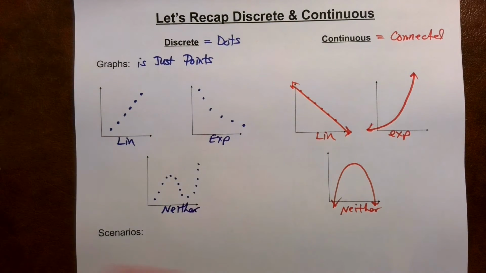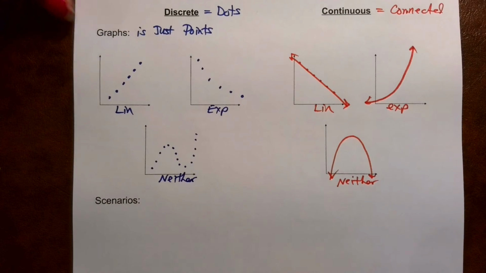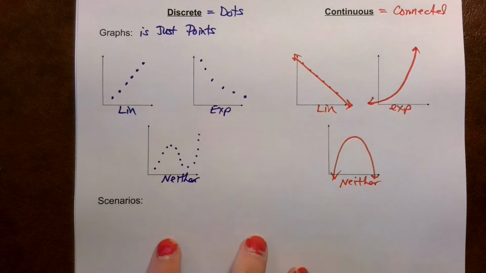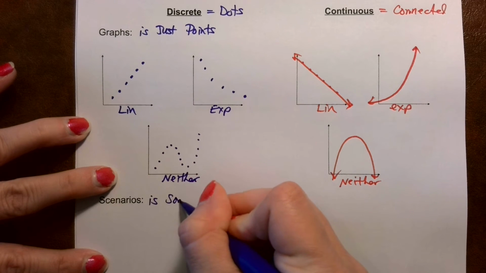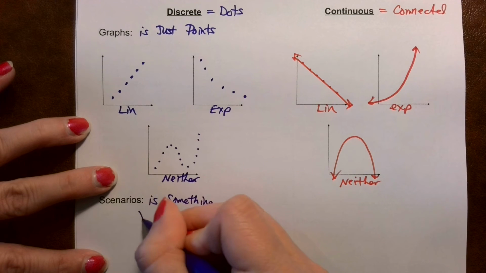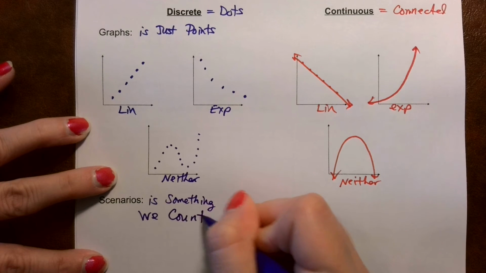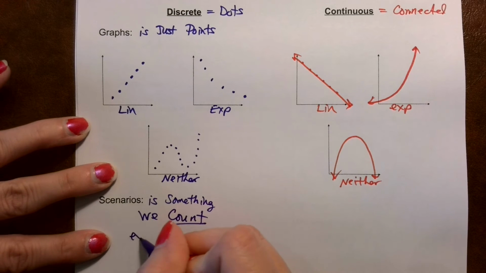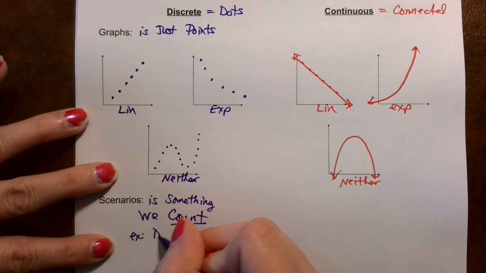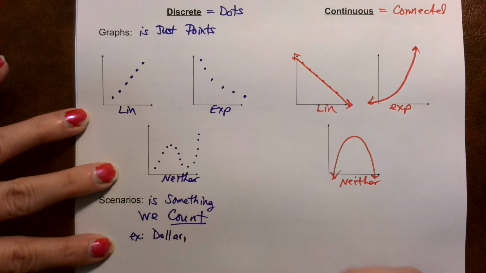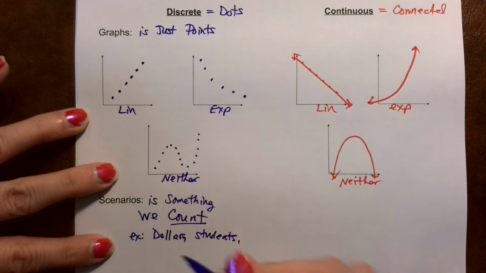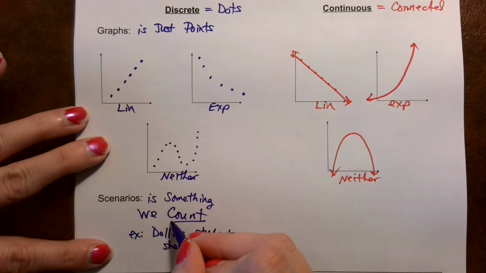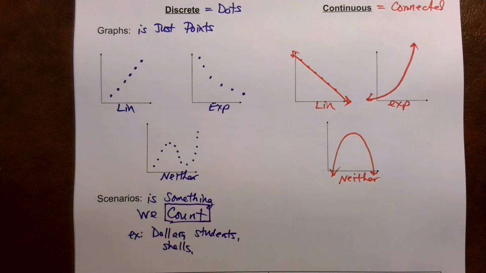When you're talking about scenarios, you're going to look at something else though. If you have a scenario, discrete is something we count. For example, maybe I count dollars. I can count dollars. I can count students. I can count shells. Anything you can count. If you count it, it's called discrete.